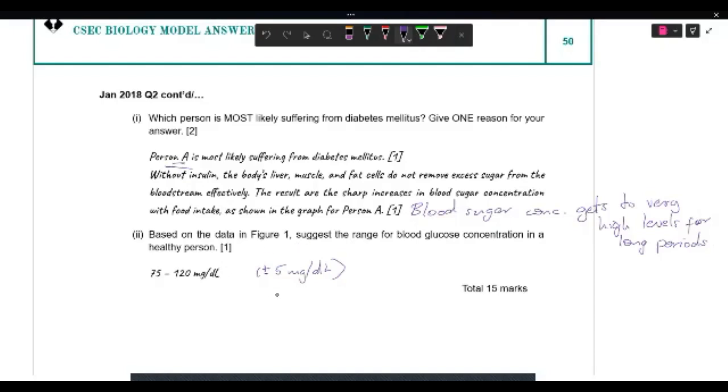They usually give you an error range that's acceptable, plus or minus 5. So once you're within that error range, you would be all right. Okay.